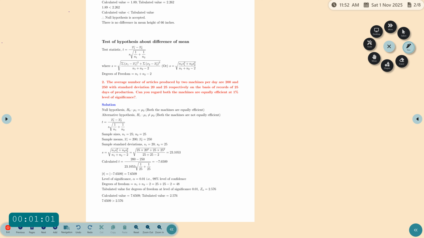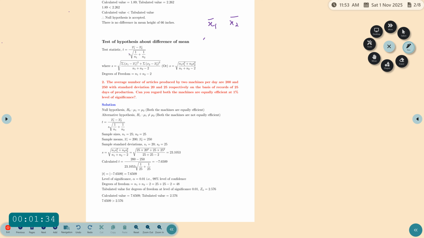Here we are going to see the difference of testing of hypothesis for two means using t-test. The test statistic calculated value is calculated using x1 bar minus x2 bar divided by s into the square root of 1 by n1 plus 1 by n2. So what is x1 bar? X bar is actually the mean. X1 bar is the mean of the first sample. X2 bar is the mean of the second sample.